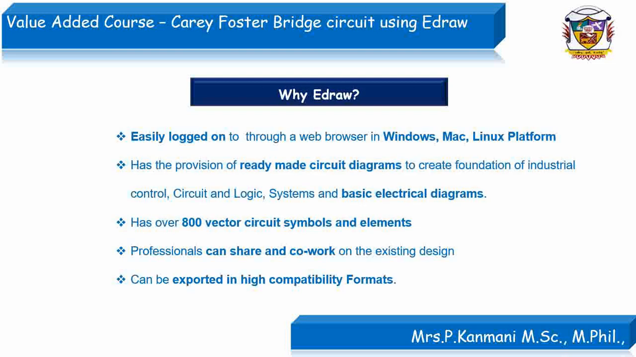Why do we choose Edraw? It can be easily logged on to through a web browser on any platform like Windows, Mac or Linux. It has the provision of ready-made circuit diagrams to create a foundation of industrial control circuits, circuits and logic, systems and basic electrical diagrams. It also has over 800 vector circuit symbols and elements. The professionals working on this software can share and co-work on the existing design. It can be exported in high compatibility formats.